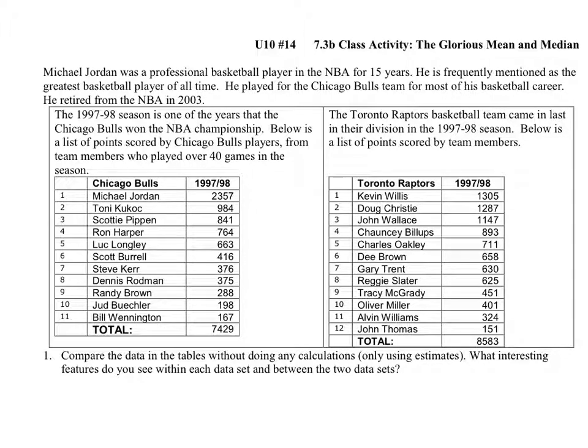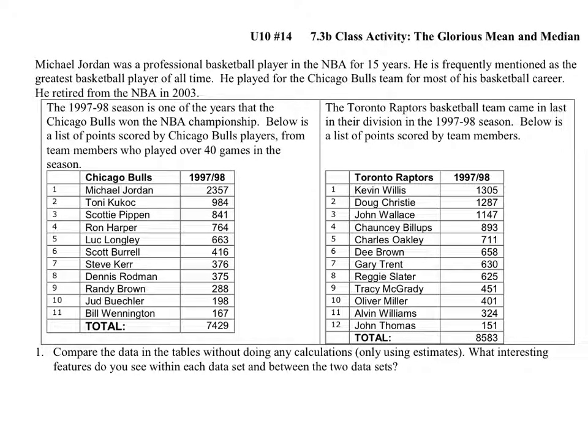The 1997-98 season is one of the years that the Chicago Bulls won the NBA championship by cheating. Below is a list of points scored by Chicago Bulls players from team members who played over 40 games in the season. So it doesn't include all their players, just the guys who played more than 40 games. The Toronto Raptors basketball team came in last in their division in 97-98. They were so horrible. Below is a list of points scored by team members.